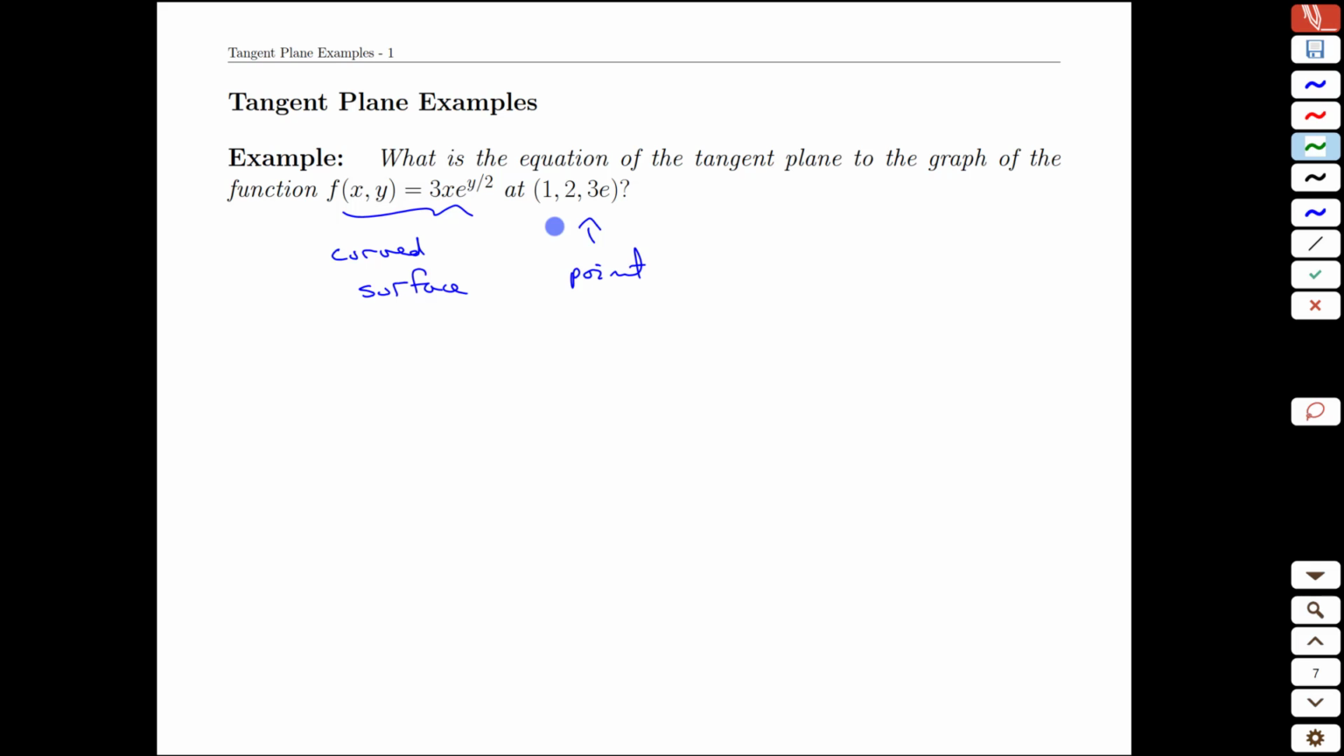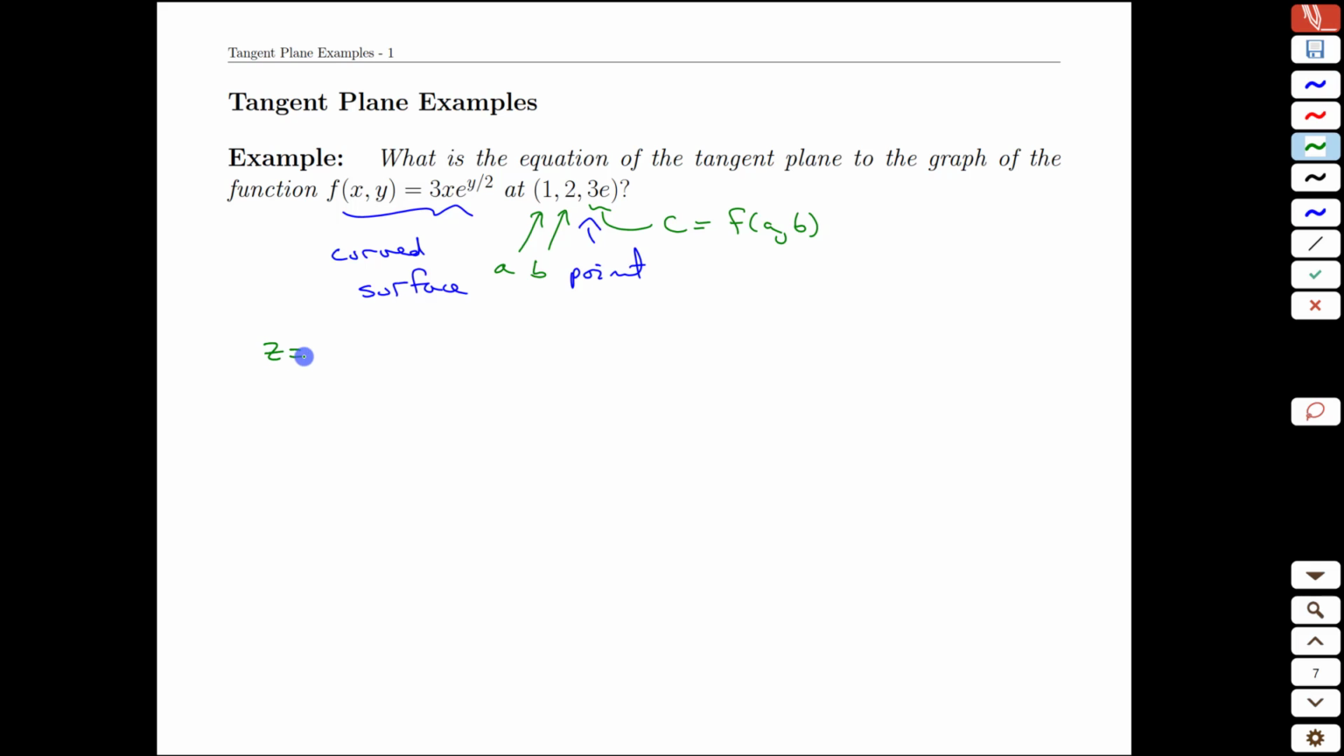In terms of the syntax that we saw earlier, the coordinates here are what we call a and b, and the function here is going to lead us to our derivative calculations. In this particular case, we were given a third value, which would be called our c, or the function value at a and b. We can confirm that if we plug in x equals 1, y equals 2 into here, we end up with 3 times e to the 2 over 2, or 3 times e to the 1. So this is the height at the point x equals 1, y equals 2.